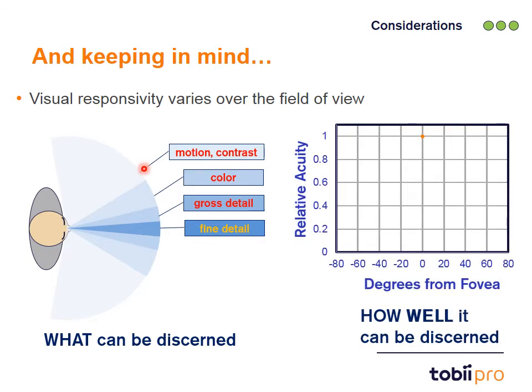Not only that, but the physiology of the human visual system has characteristics that need to be considered, and one of these is the visual acuity.